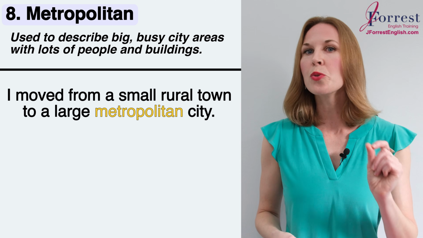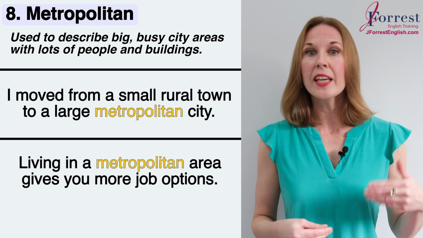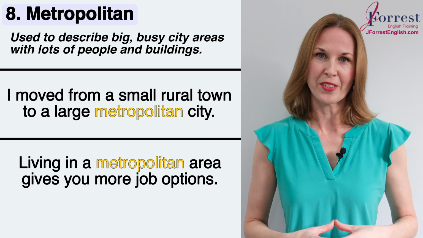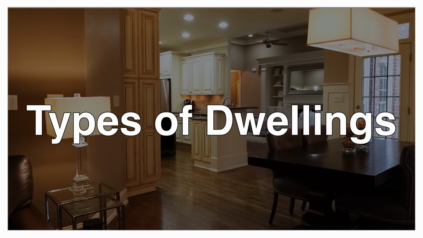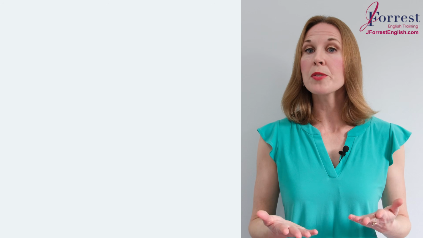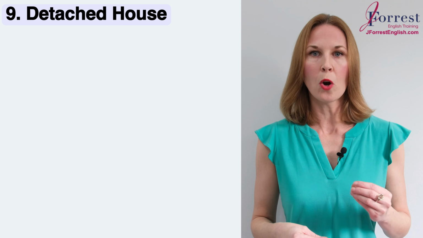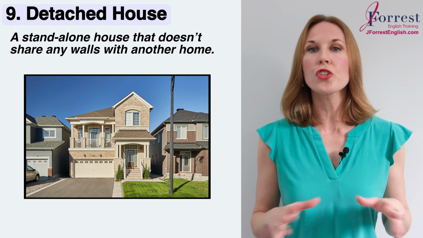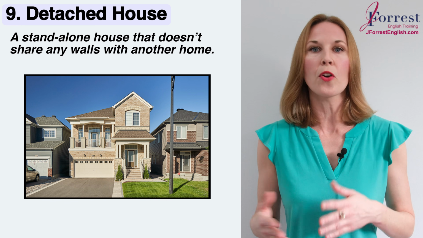Or again, use that gerund statement. Living in a metropolitan area gives you more job options. Those are the main city areas, so let's describe the types of dwellings. Perhaps you live in a detached home. A detached home. This is a standalone house that doesn't share any walls with another home.